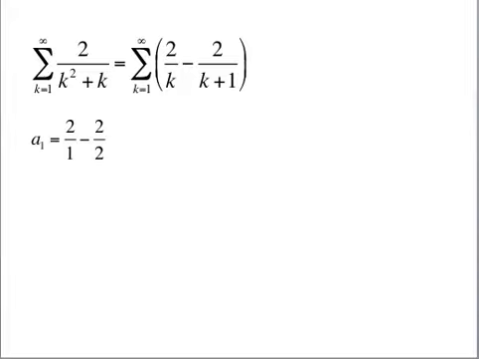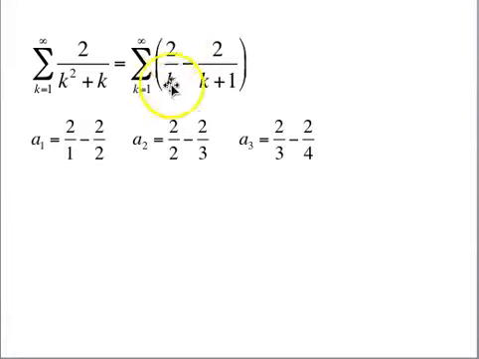I start with a sub 1. If k is 1, notice k is starting at 1: 2 over 1 minus 2 over 2. A sub 2: 2 over 2 minus 2 over 2 plus 1, 2 over 2 minus 2 over 3. A sub 3, k is 3: 2 over 3 minus 2 over 4. A sub 4: 2 over 4 minus 2 over 5.